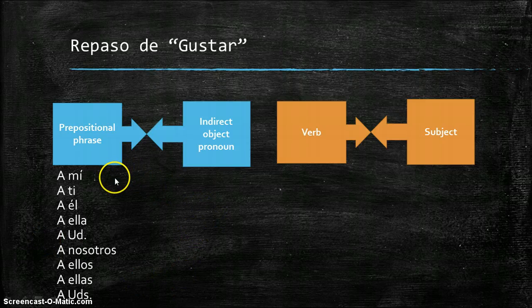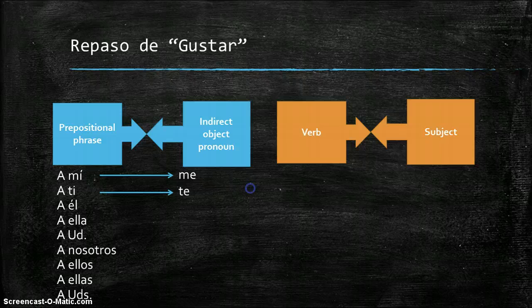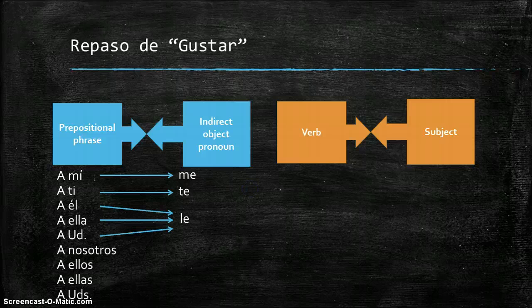So remember, these prepositional phrases have to match the indirect object pronouns. So if I say a mí, then my indirect object pronoun is me. So a mí, me. It's good to memorize them as a set. A ti, te. A él, le. A ella, le. A usted, le. A profe, le. Al señor Nielsen, le.